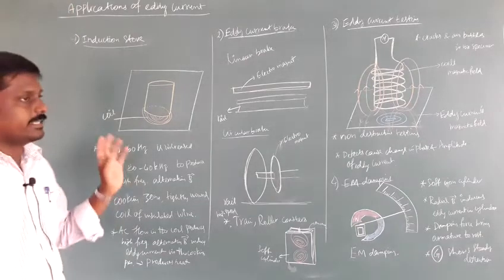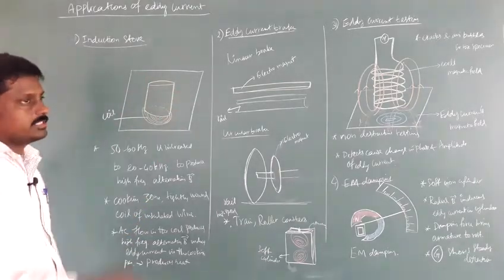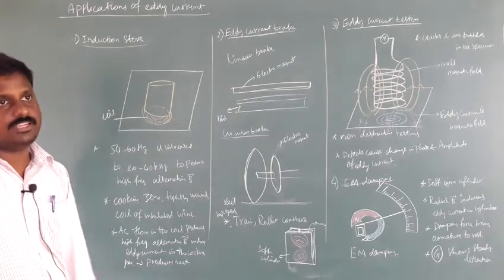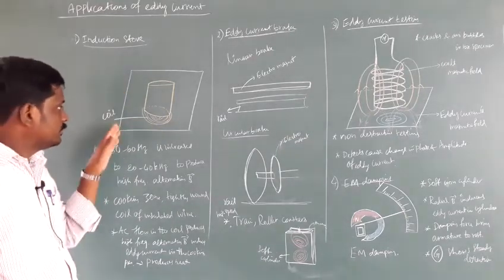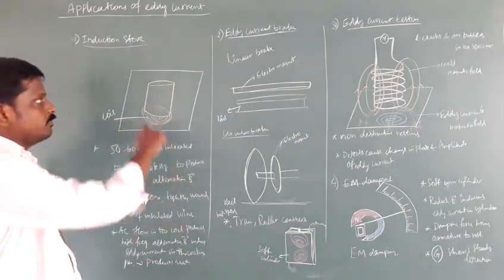First one, the induction stove. In this induction stove there is a cooking zone. An induction stove is used to cook food safely and fast, with less consumption of energy. Consider this as an induction stove. There is a cooking zone.